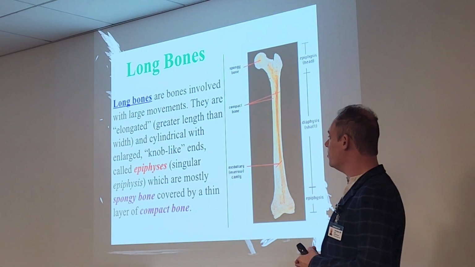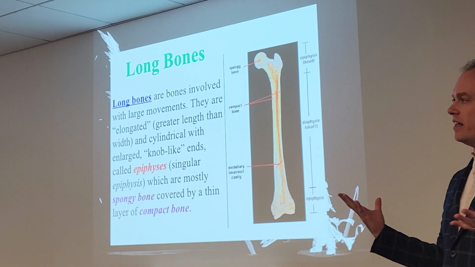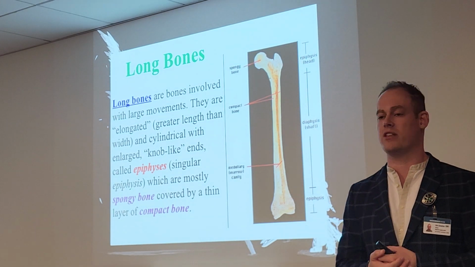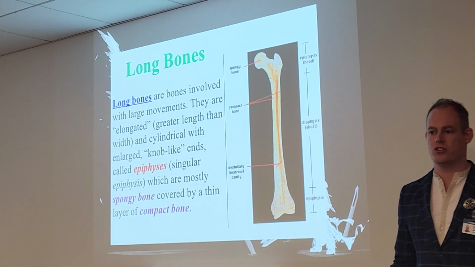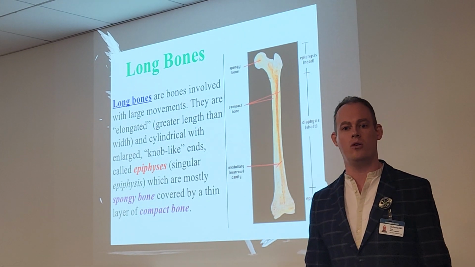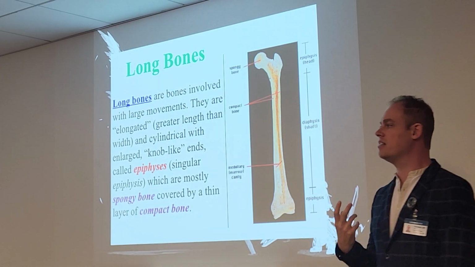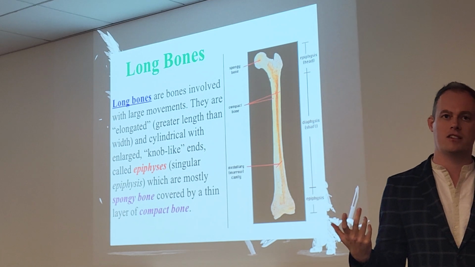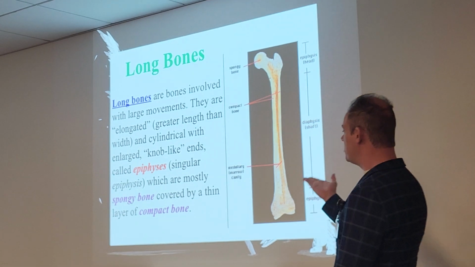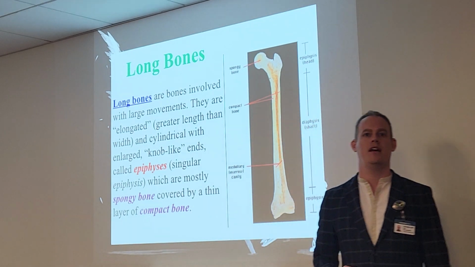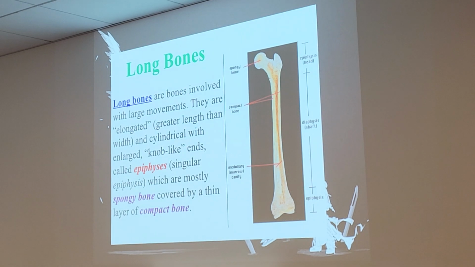So what is a long bone? Those are the ones involved with your large movements. They are actually elongated, thus being called long bones. They have greater length than width. This will be your humerus, your femurs, your tibia, fibulas, your radius, your ulna. Yes, even your fingers are considered long bones because they have that same shape of varying lengths. They all have a characteristic of what we call knob-like ends. We call those epiphyses, review from last semester. And they are mostly spongy bone covered by that thin layer of compact bone we just looked at.